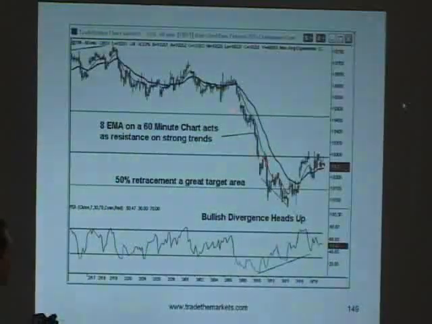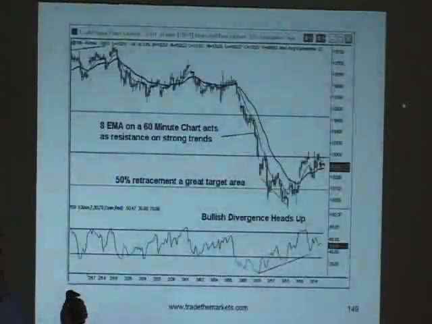So we got a 60-minute chart. We're going lower, lower, lower. Now we're starting to get a bullish divergence. We get the cross above the 8 and 21 EMA. I'm out. Okay? What about the stop on that?